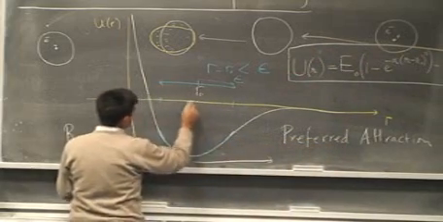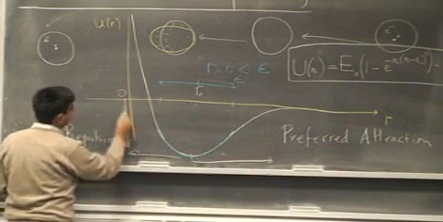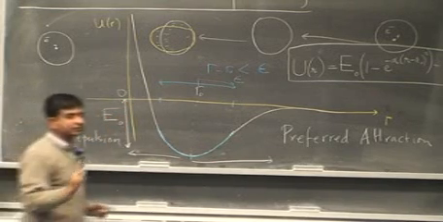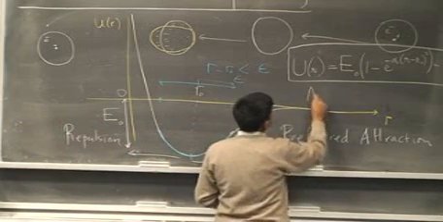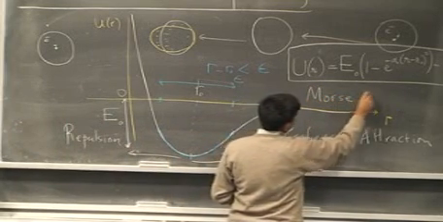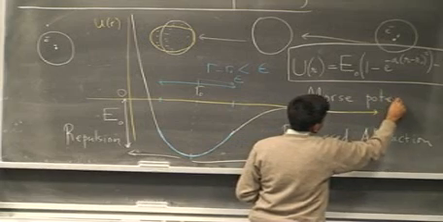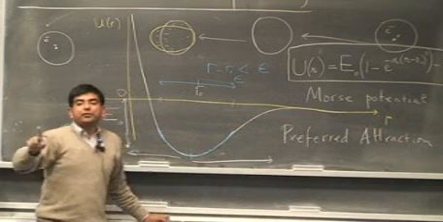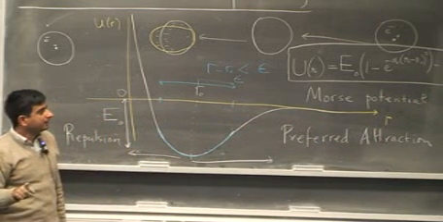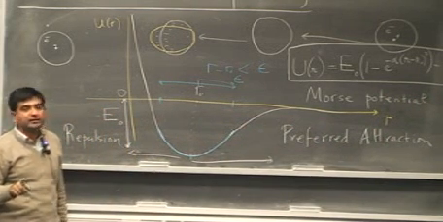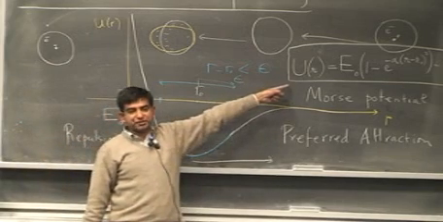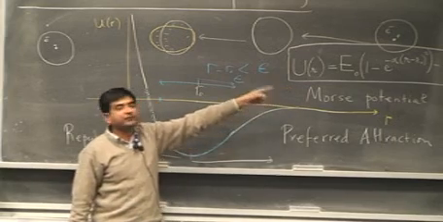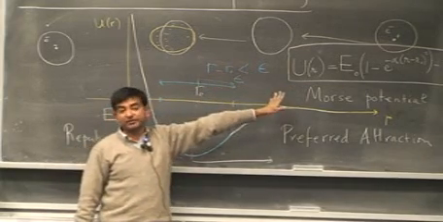Where this energy is E naught. And this is called the Morse potential. Now what I would like you to verify is, look at this potential energy equation and verify that for very large r, the potential energy, does it really go to 0?